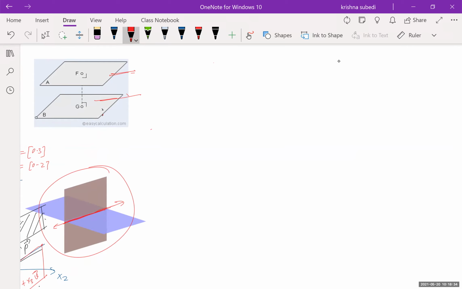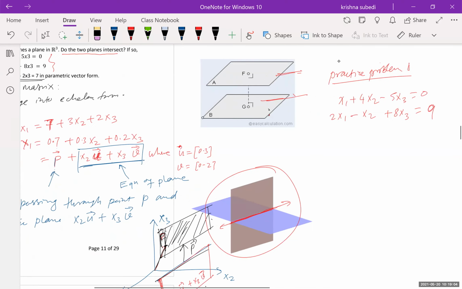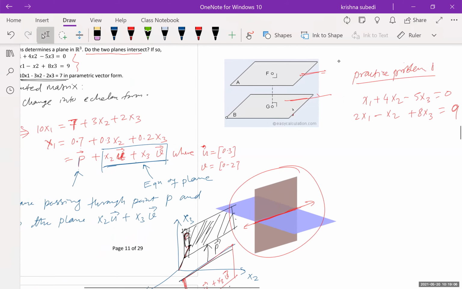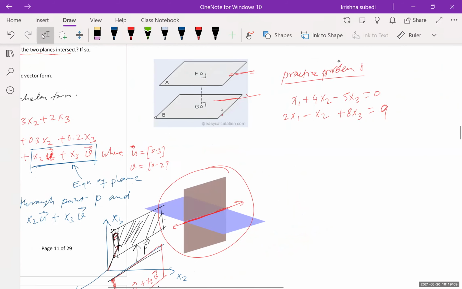Let me just copy the equation. So here, practice problem 1. Equation is x1 plus 4x2 minus 5x3 equals 0. And next one is 2x1 minus x2 plus 8x3 equals 9. Did I copy the right question? x1 plus 4x2 minus 5x3 equal to 0, 2x1 minus x2 plus 8x3 equal to 9. Okay.